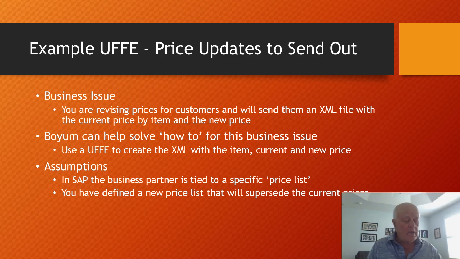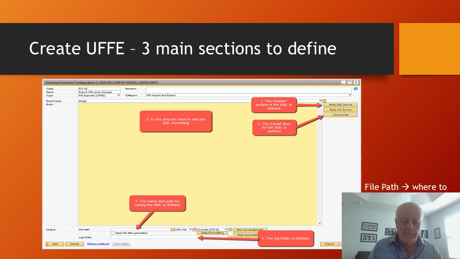Okay. If you look at the UFFE before we've done anything with it, there's three main areas and two lesser areas to look at. The first one is your body SQL source, which basically takes the header information from whatever information you're trying to create. In this particular instance, we're going to be pulling who the customer is and what the current price list is and what the new price list is going to be.